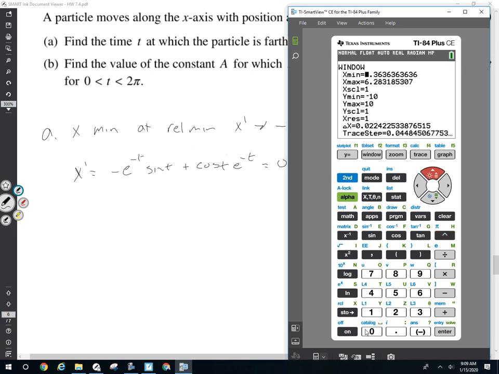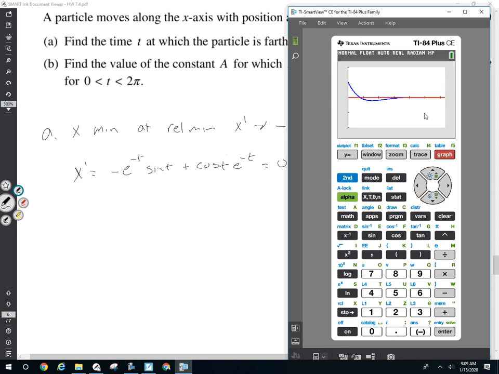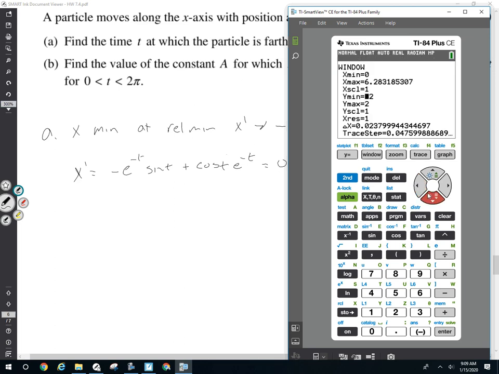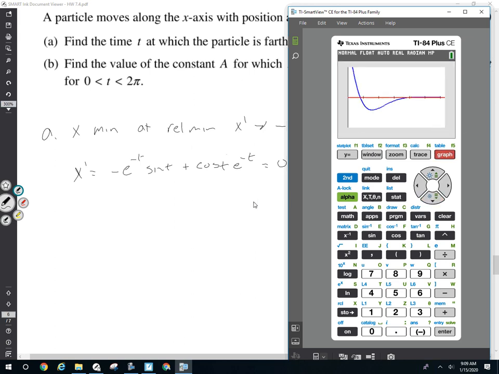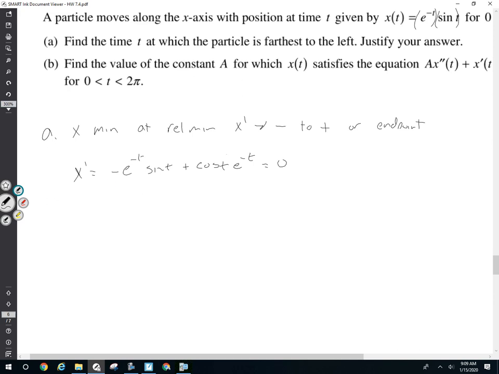But let's change our window, 0 to 2 pi. Let's adjust our y min, y max. There you go. You'd see negative values to positive values. I have another intersection right here. Let's adjust the window even more. I can go from about negative 0.5 to 0.5. I know I can find this answer. There's multiple answers here. Watch.